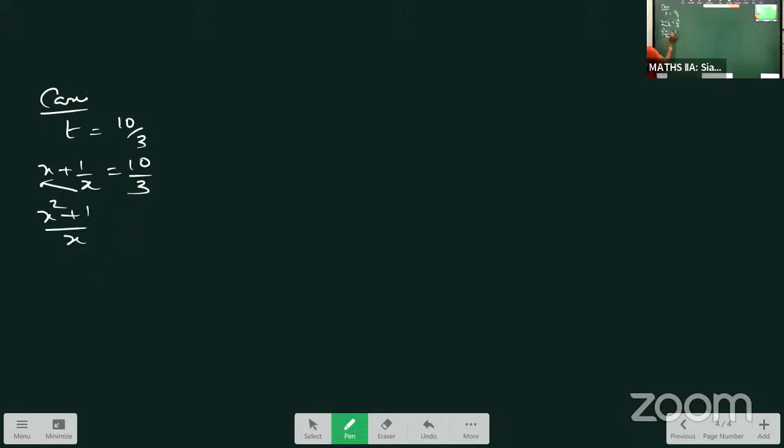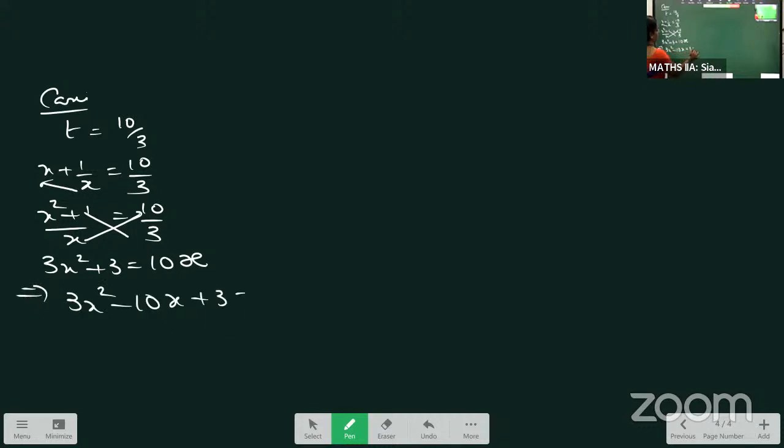So what is the first case? We have case 1, t is equal to 10 by 3. What is t? t is nothing but x plus 1 by x is equal to 10 by 3. Then x^2 plus 1 by x is equal to 10 by 3. Do the cross multiplication like this. Then 3x^2 plus 3 is equal to 10x. Bring this one into the middle. 3x^2 minus 10x plus 3 is equal to 0.